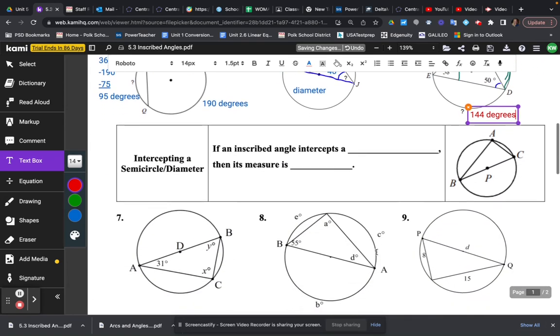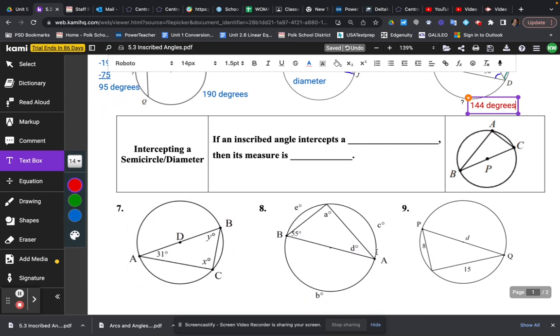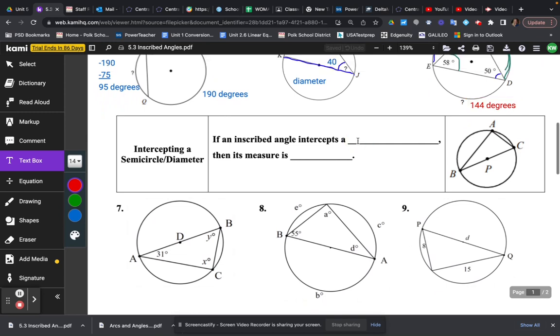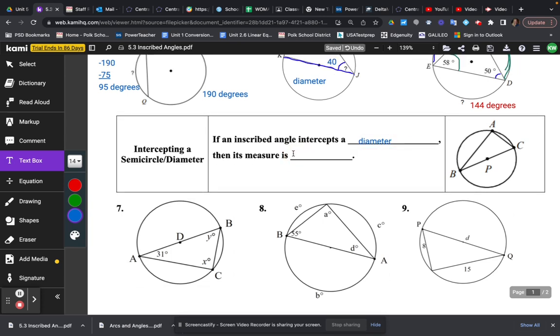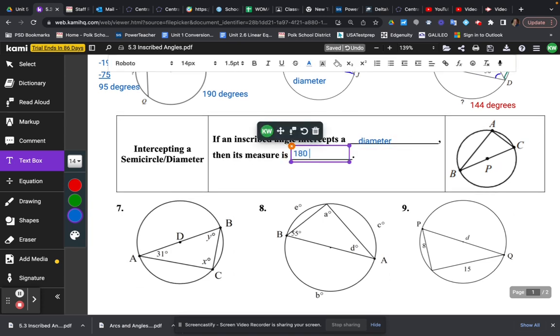Now let's look at this next rule. It says if an inscribed angle intercepts a diameter, which we saw previously, then its measure is going to be 180 degrees. And we just used that in the last video. I want you to pause the video and give these a try. I'll do number 7, and then you try 8 and 9. So 8's going to be pretty much exactly like 7. But 9, you're going to have to use the Pythagorean theorem. So first, let me try 7.